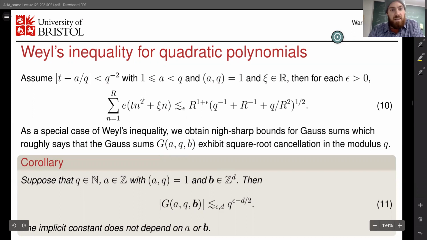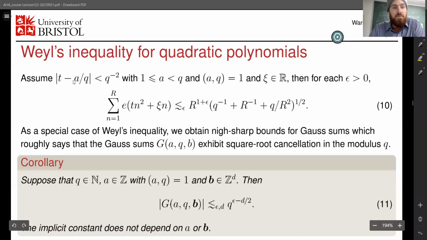The idea of it, the simplest case of it, is, suppose I consider a quadratic exponential sum. So I'm summing up n from 1 to r, where r is, say, some natural number. Now, I look at this exponential sum where my t is near some rational number and my c is just some real number. Then it turns out that I can get a very good bound on this exponential sum. Again, there should be absolute values here.